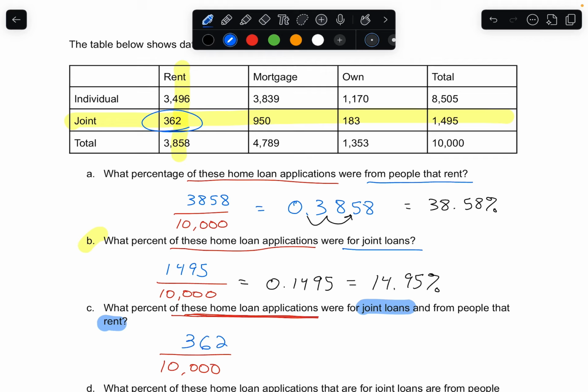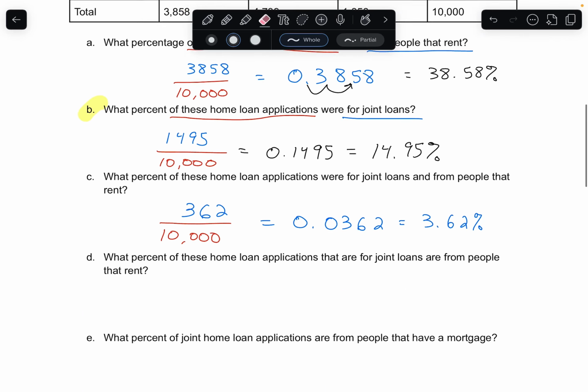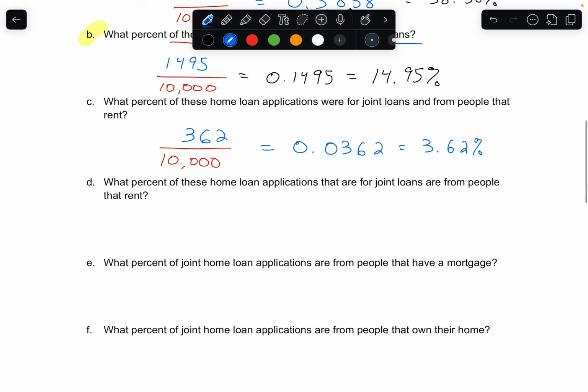So I have 362 divided by 10,000. So if I divide that out, let's make sure I don't make a silly mistake. I should end up with 0.0362 or 3.62%. Cool. We are done with that question. Let's move on to part D. We got a couple more here to look at.